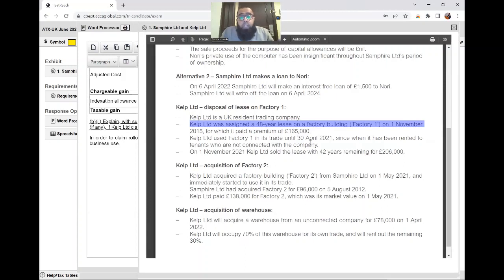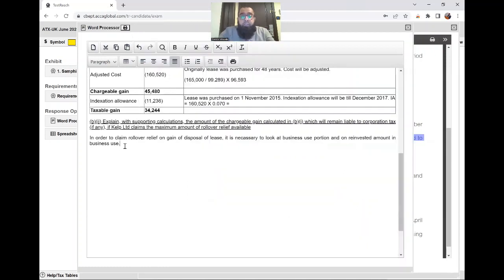Now, in this total ownership period, it was used in trade till 30th April 21. So how many months of business use? November 16, 17, 18, 19, 20, that is 5 years, and then November, December, January, February, March, April. Now listen to me. Lease of the factory was owned for 6 years, 1st November 2015 to 1st November 2021.